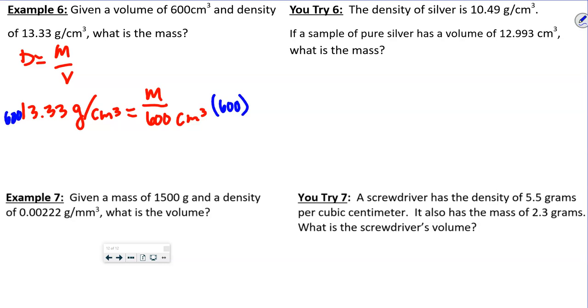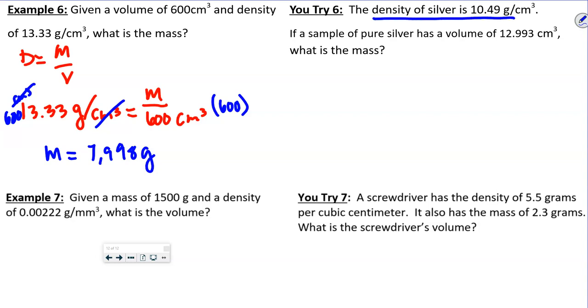Now what's going to happen here is we had a centimeters cubed on top, right? So those are going to cancel out, and we're just going to be left with our grams. So we're going to multiply 600 times 13.33. And when I did that, I got that my mass is going to be equal to 7,998 grams. Okay, do the same thing with example 6. Pause the video. Go ahead and do it. Come back to me when you're done.